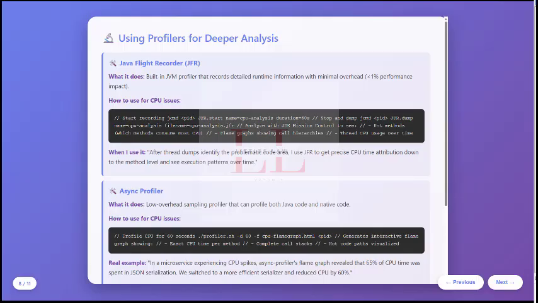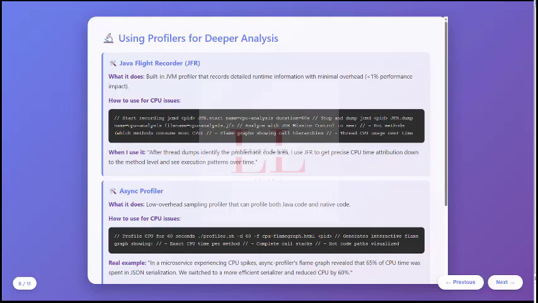After thread dumps identify the problematic code area, I use JFR to get precise CPU time attribution down to the method level and see the execution patterns over time. And Async Profiler is my go-to for production profiling with beautiful visualization. So that's the difference between JFR and Async Profiler. It can profile both Java and native code.